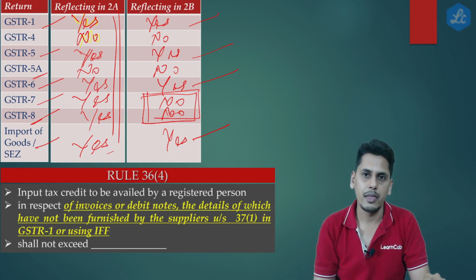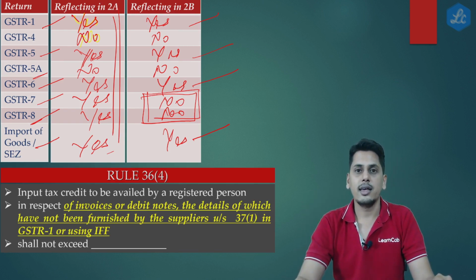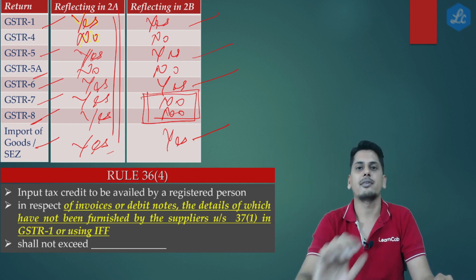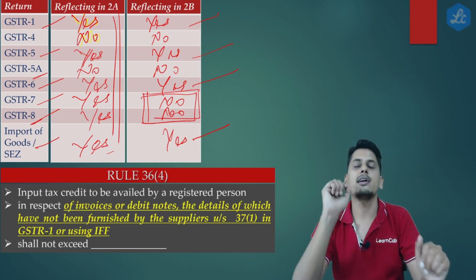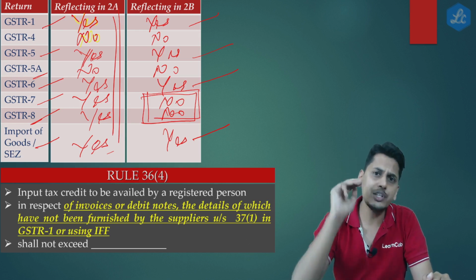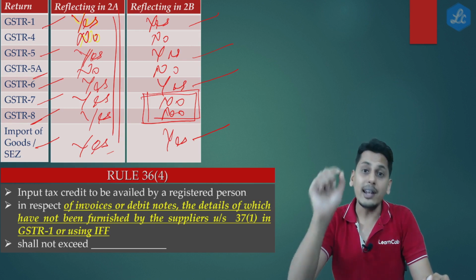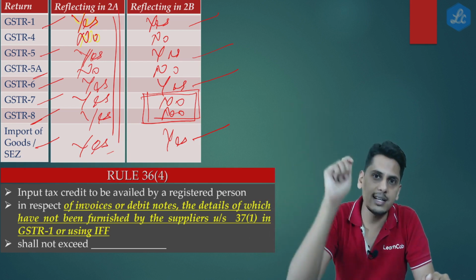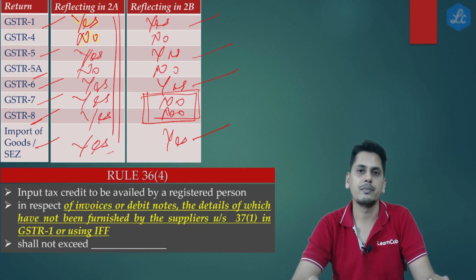Question number 1. Question number 2. A particular invoice is not reflecting in GSTR 2B. The source of which is GSTR 5, which means the supplier is a non-resident taxable person. Can I take input tax credit? Question number 3. A particular invoice is not reflecting in my GSTR 2B. The source of which is GSTR 6, which means this invoice I have received from an input service distributor. Can I take input tax credit?